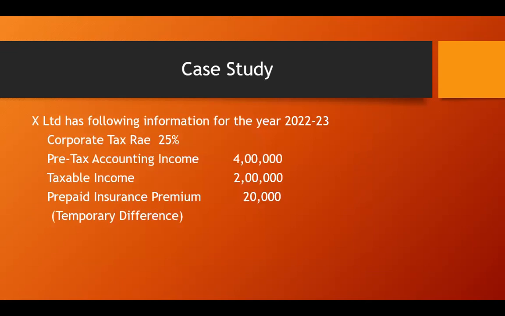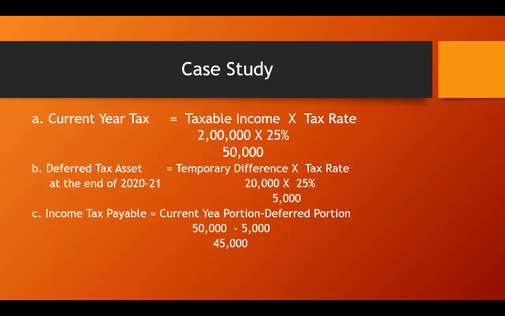Prepaid insurance premium: we account for this under the accrual system in financial accounting, whereas it is on a cash system under the Income Tax Act. This is a simple example we have taken. For the current year tax, taxable income is 2 lakh rupees, the tax rate is 25%, so 50,000 is the current portion.